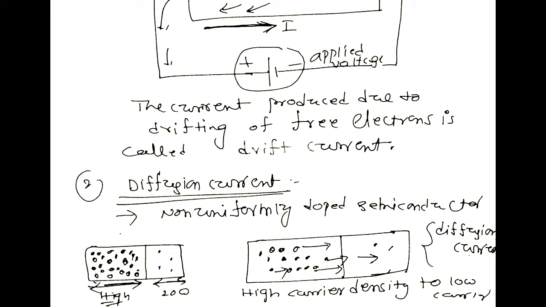So in a semiconductor, the current is mainly due to two mechanisms: drift and diffusion. Total current is drift current plus diffusion current. Remember one important point: diffusion current exists only in a non-uniformly doped semiconductor. In a uniformly doped semiconductor, diffusion current is 0. But drift current is possible in a semiconductor as well as in conductors. So these are the drift current and diffusion current mechanisms.